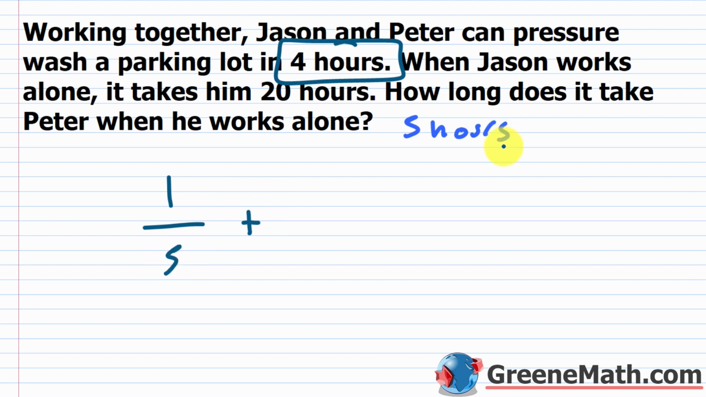Then plus, we know now for Peter, it takes him 5 hours when he works alone. So in an hour, he's done 1/5 of the job. Again, they're doing this for 4 hours when they work together. So this is 4/5. So you take Jason's contribution, he's going to do 1/5 of the job, plus Peter's contribution, he's going to do 4/5 of the job, and that's going to be one completed job. So this answer is correct here. It's going to take Peter 5 hours when he works alone.